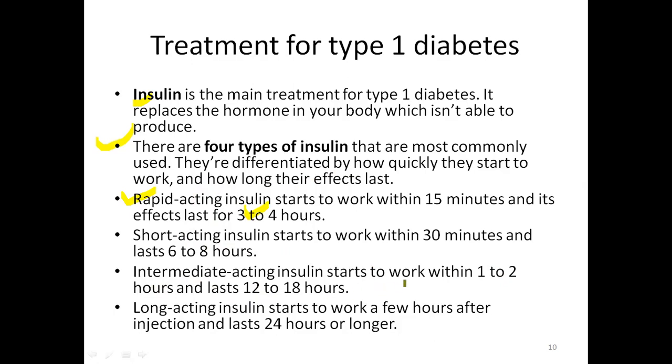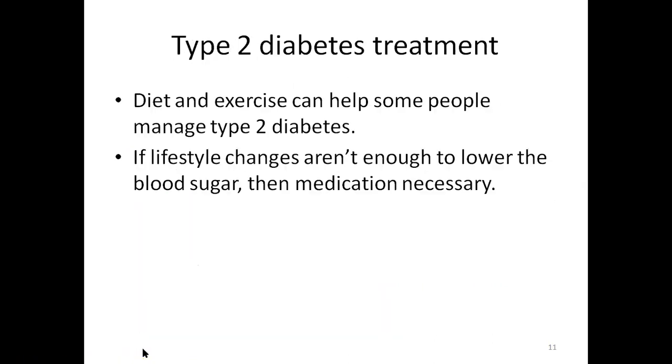And intermediate acting insulin starts work within 1 to 2 hours and lasts for 12 to 18 hours. Okay, and there is long acting insulin, which starts its work a few hours after injecting, and the effect of which lasts for 24 hours. This is the treatment we see in the case of type 1 diabetes. Now, type 2 diabetes usually can be managed through diet and exercise, but when the blood sugar level continuously increases, medication is a necessity.